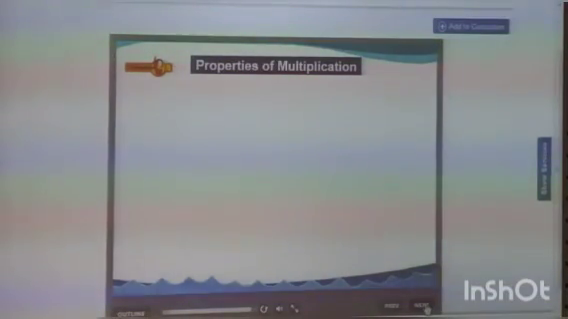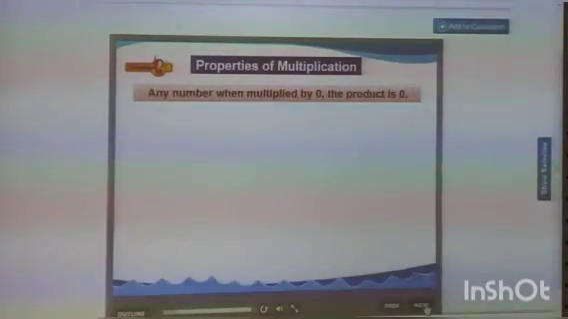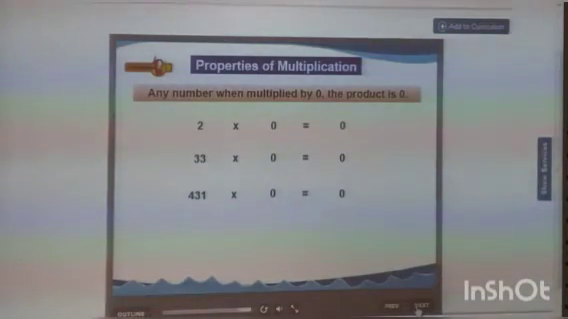Properties of multiplication. Any number when multiplied by 0, the product is 0. For example, 2 multiplied by 0 is equal to 0. 33 multiplied by 0 is equal to 0. 431 multiplied by 0 is equal to 0. 1225 multiplied by 0 is equal to 0.